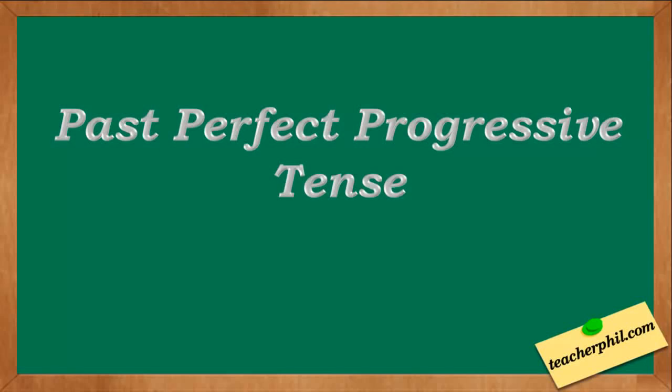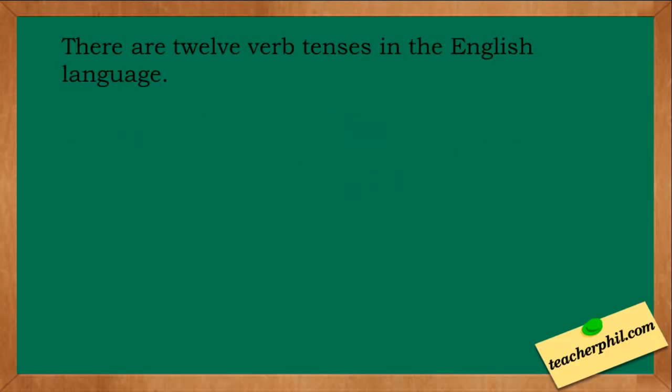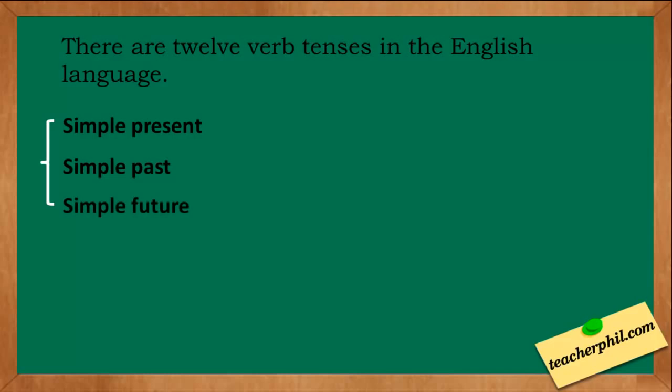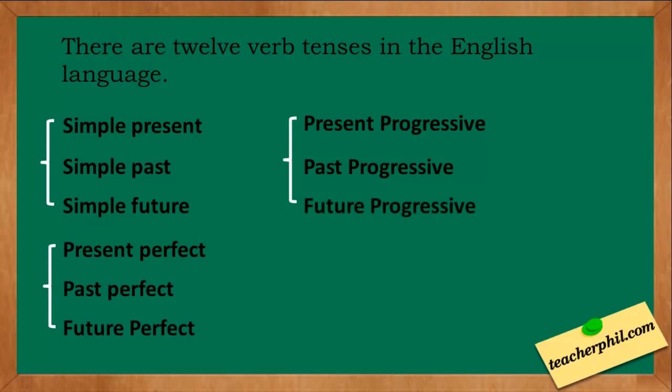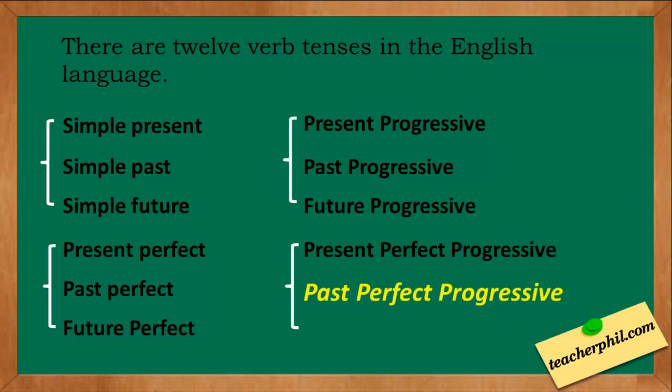Past perfect progressive tense. There are 12 group tenses in the English language. These are the simple present, simple past, simple future, present perfect, past perfect, future perfect, present progressive, past progressive, future progressive, present perfect progressive, past perfect progressive, and future perfect progressive. This lesson will talk about past perfect progressive.